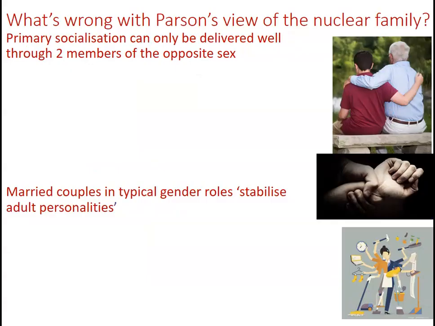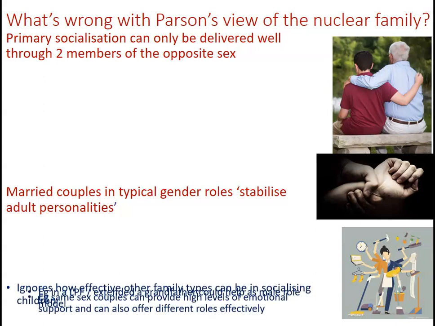So just to finish off, I'm going to run through what we think's wrong with Parsons' view of the nuclear family. So we can summarise his main ideas: that primary socialisation can only be delivered well through two members of the opposite sex, and that married couples in typical gender roles are the ones that can stabilise adult personalities. So what's wrong with these two arguments? And there's a few images there on the right that'll give you a clue.